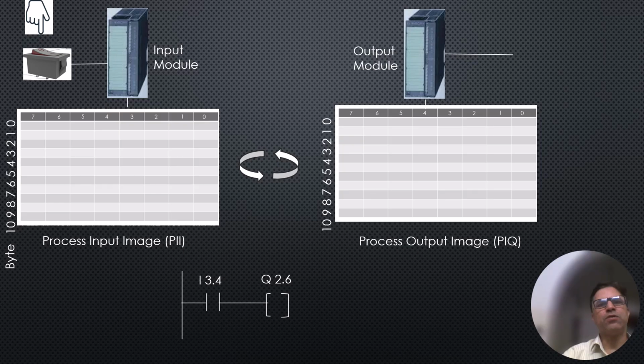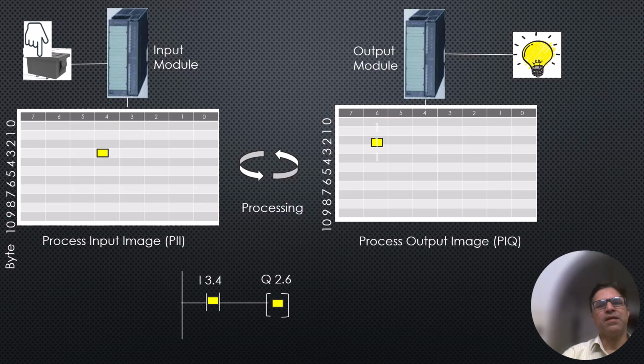When the input switch connected to input I3.4 is pressed, the status is written to the process input image, PII. Once the input devices update their values in the PII, the PLC reads the entire input image. The scan time refers to the duration the PLC takes to read the inputs from the PII, execute the user program, write the result to the process output image, and update the actual outputs. In this example, after processing the input, the PLC will turn on the output Q2.6, lighting the connected bulb.